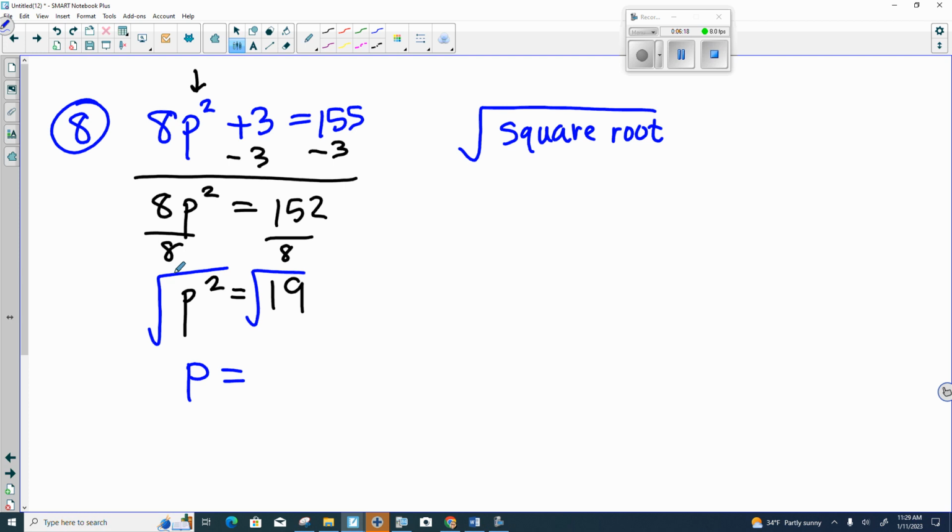Lainey, or Lacey, what do I need to do to make sure this answer is perfect? Like from here to here. Is it just the square root of 19? Is that the answer?